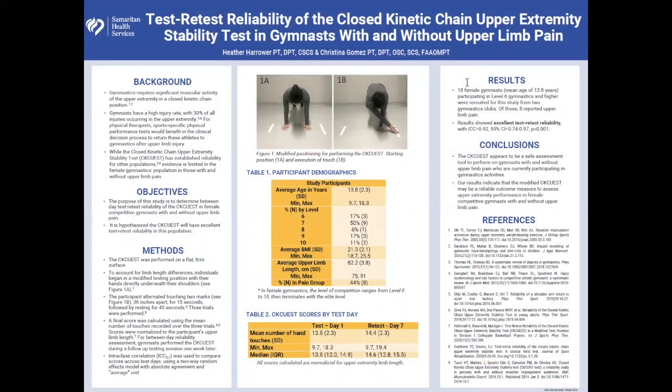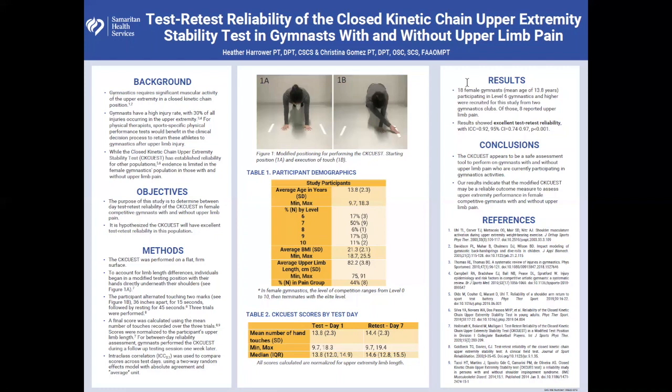My name is Heather Harrower, and my research is test-retest reliability of the closed kinetic chain upper extremity stability test in gymnasts with and without upper limb pain. Gymnastics requires a significant amount of muscle energy to perform skills at a high level, especially in closed kinetic chain movements of the upper extremity, a position needed for many gymnastic skills.